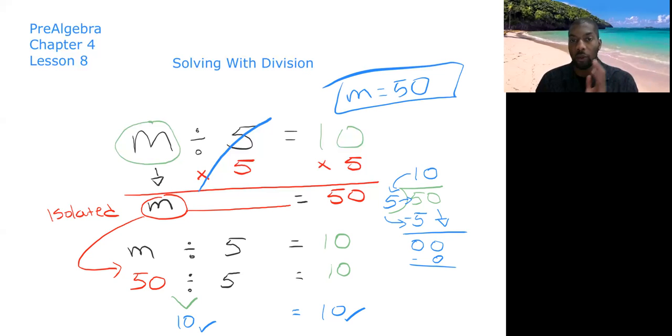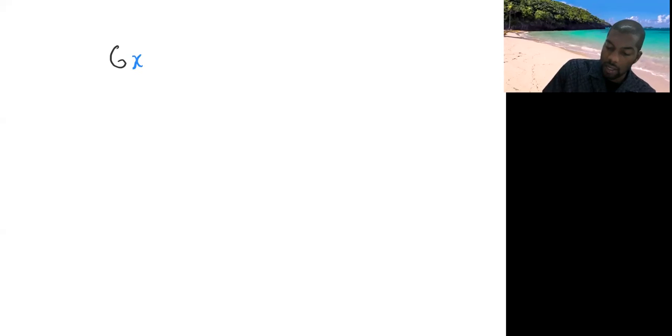So that was solving with multiplication. That's because we used multiplication to solve a division problem. Now we are going to use division to solve a multiplication problem. Example: 6 times some number, again, let's call the number x, is equal to 18.